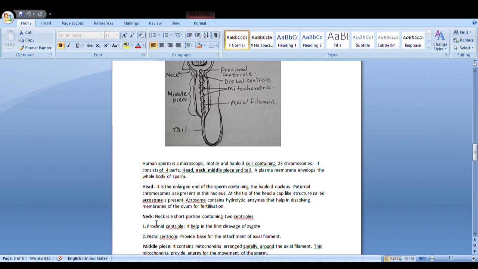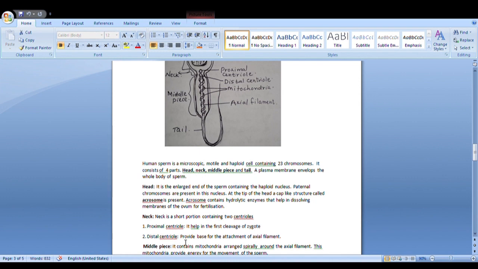Next portion is the neck. This small region is the neck. In the neck we can see two centrioles, proximal centriole and distal centriole. Proximal centriole helps in the first cleavage of zygote. After fertilization, the zygote undergoes division. The first division is initiated by this proximal centriole.